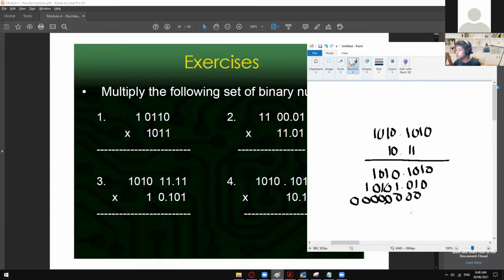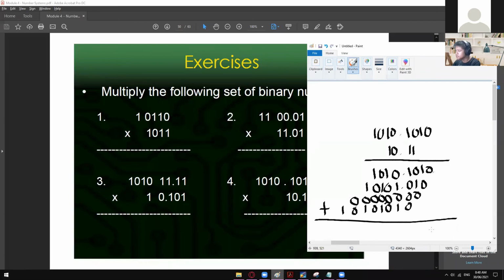So, where are we now? 0, 1, 0, 1, 0, 1, 0, 1. Wait a second, is this correct? Because for the decimals, they are not aligned with each other anymore. Okay, so we'll just verify this one later on. But for now, after this, of course, we have to add everything.